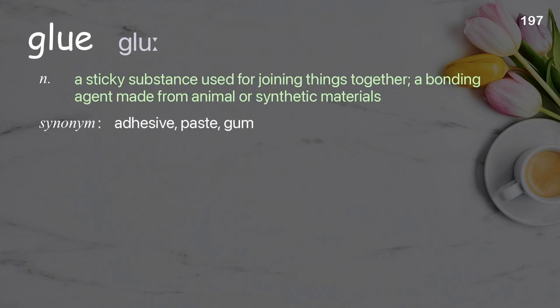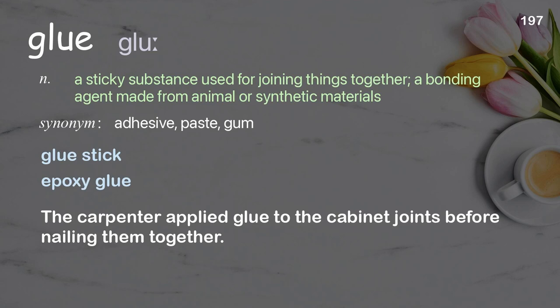Glue. A sticky substance used for joining things together, a bonding agent made from animal or synthetic materials. Examples: glue stick, epoxy glue. The carpenter applied glue to the cabinet joints before nailing them together.